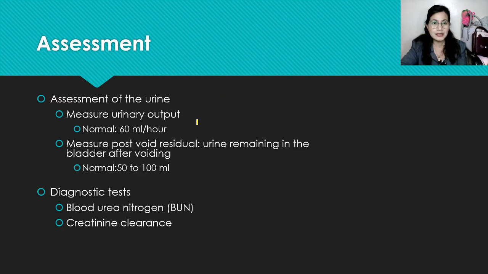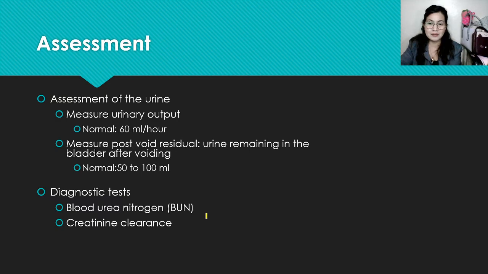Whenever you assess the urine, you measure the urinary output. The normal urinary output is 60 ml per hour. Measure post-void residual, or the urine remaining in the bladder after voiding. This can be done through ultrasound. And the normal level is 50 to 100 ml.